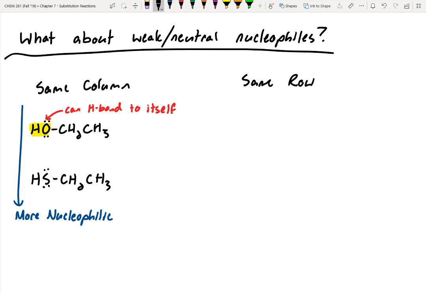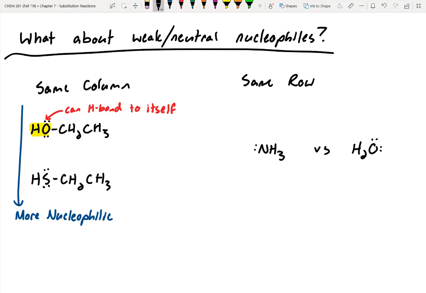Let's think about same row. So in this one, I'll do NH3 versus water. Both of these are in the same row, nitrogen versus oxygen. They're both neutral. All right, so same idea. Which one's going to be a better nucleophile? So both of these can H bond, right? That kind of complicates things. Which one's going to hold on to its lone pair more tightly between nitrogen and oxygen? Oxygen. Oxygen's definitely going to hold on to its lone pairs more tightly. Is a good nucleophile one that holds on to its lone pair tightly or one that wants to donate a lone pair?